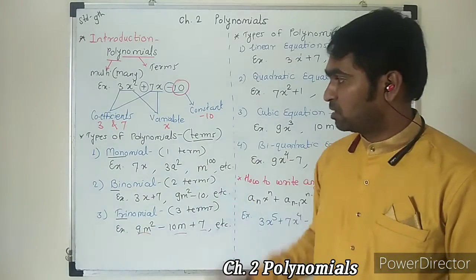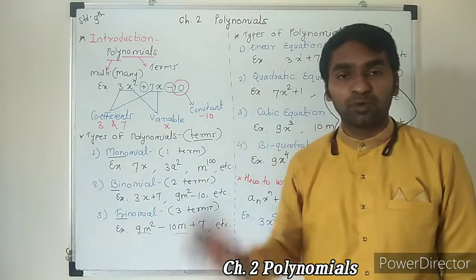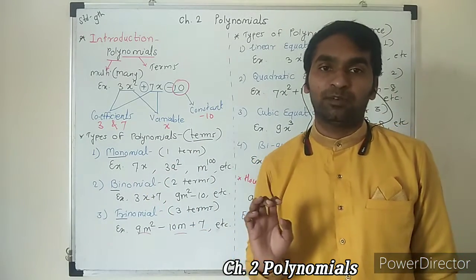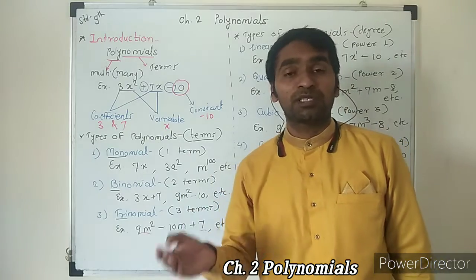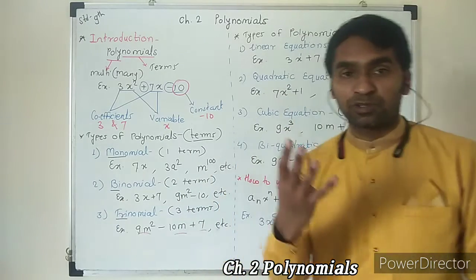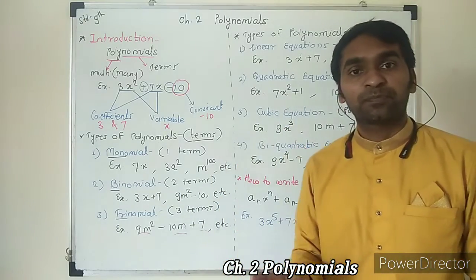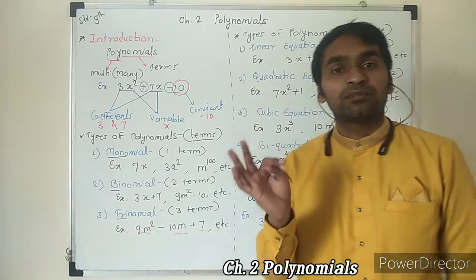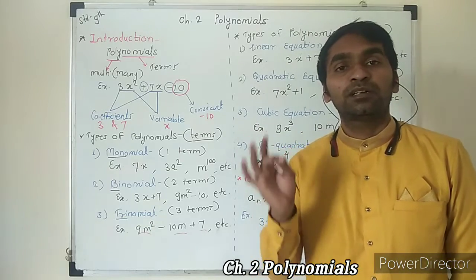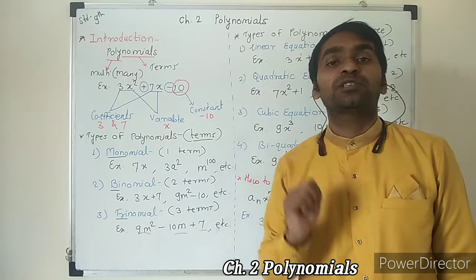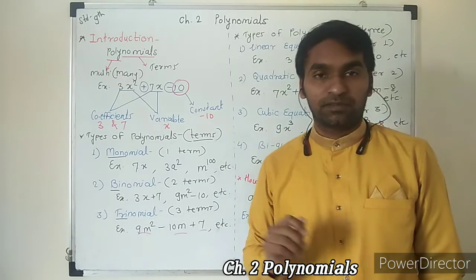First, it depends on the number of terms: monomial, binomial and trinomial. And it depends on the powers, that is degrees. Four types. First one, linear equation. Second, quadratic equation. Third, cubic equation. And fourth, biquadratic equation.